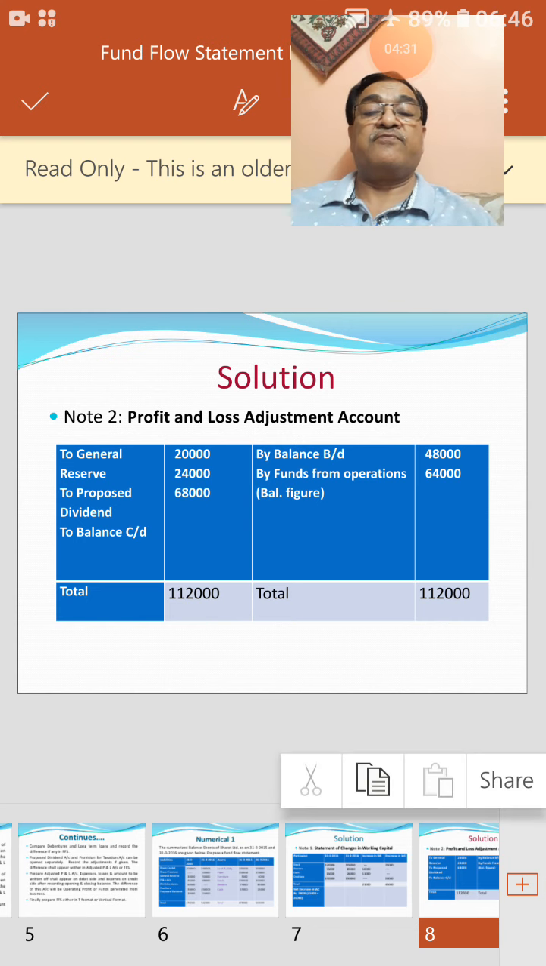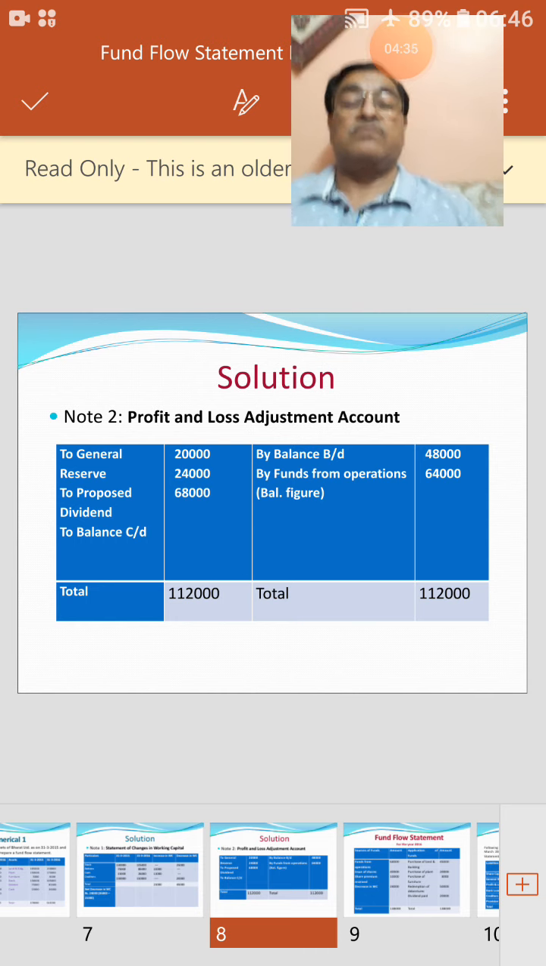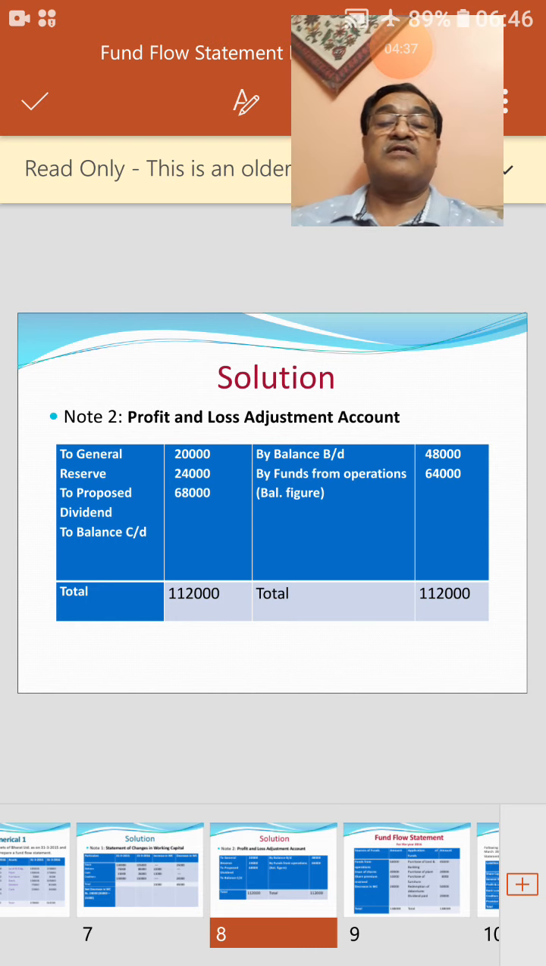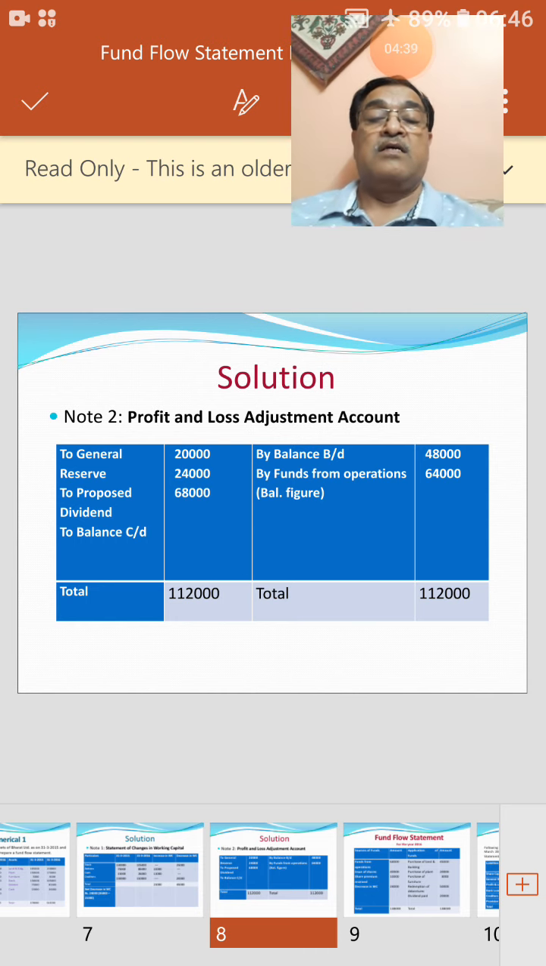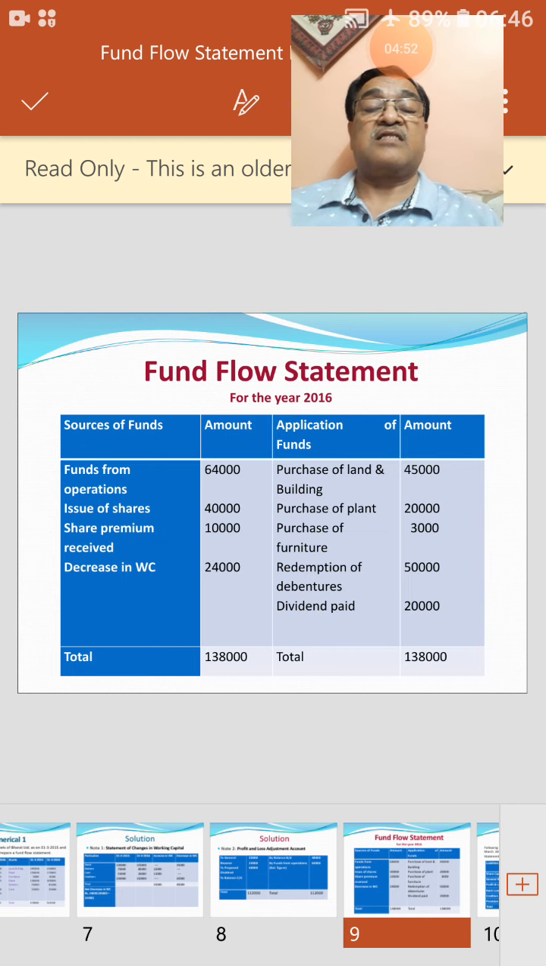The second step is prepare profit and loss adjustments account. General reserve written off will be recorded on the debit side. The proposed dividend, if any, as per the adjustments will be shown on the debit side. And finally, find out the funds from business operation. And the last step will be to prepare the fund flow statement.